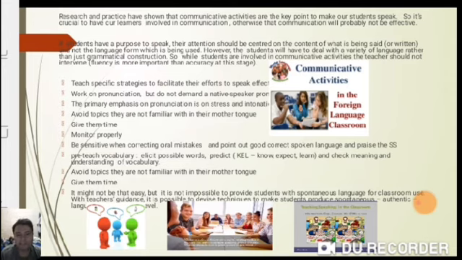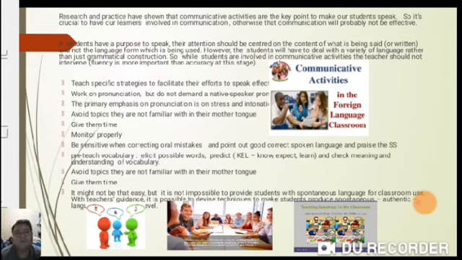that make students speak more effectively. In this case, we can teach specific strategies to facilitate this effort to speak effectively. Work on pronunciation, but do not demand a native speaker pronunciation at all. Put the primary emphasis on pronunciation in word stress and intonation. Avoid topics that are not familiar to them or their mother tongue. Give them time to think about what they want to say.